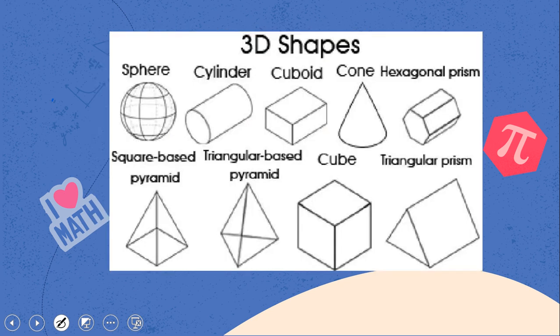So here are the 3D shapes that we know. So you have a sphere, a cylinder, a cuboid, which is also called a rectangular prism. You have a cone, you have a hexagonal prism, that might be new, but you should know your pyramids. There's a square-based pyramid, a triangle-based pyramid, then we have our cube and our triangular prism, okay?